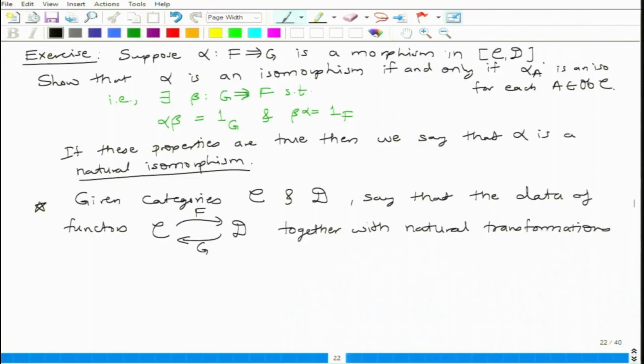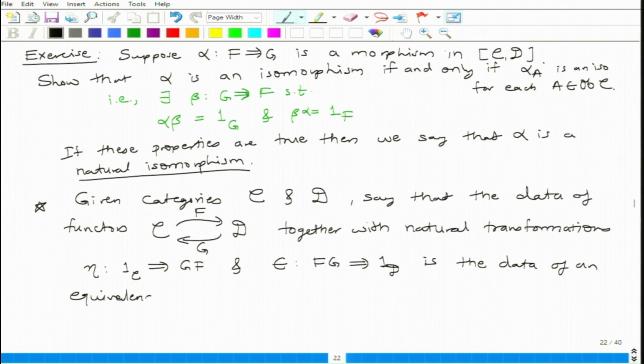So I am going to use two particular natural transformations and their meaning will be clear later on in the course. So together with natural transformations eta from 1 sub C to GF and epsilon from FG to identity is the data of an equivalence of categories if eta and epsilon are natural isomorphisms.